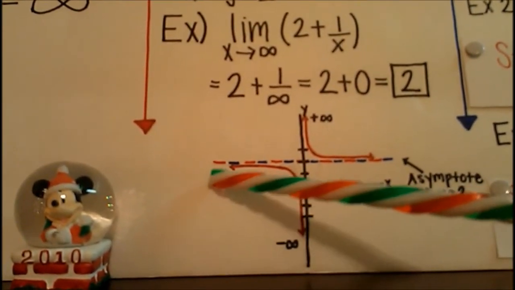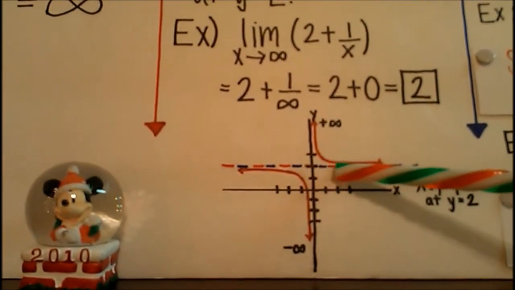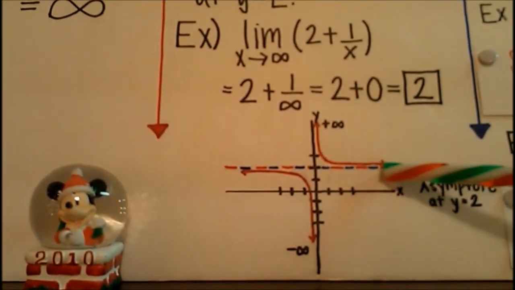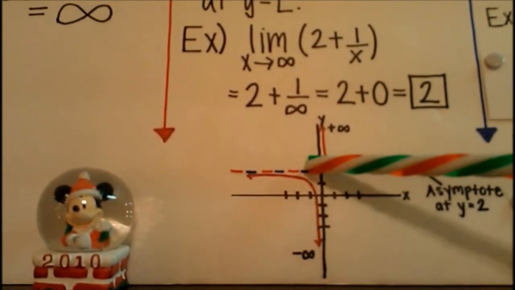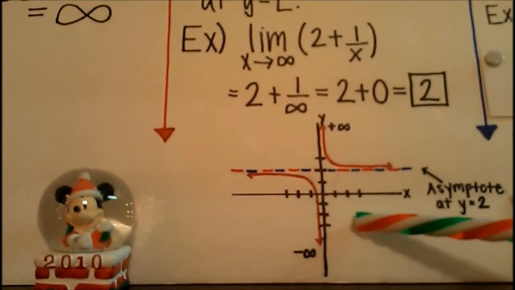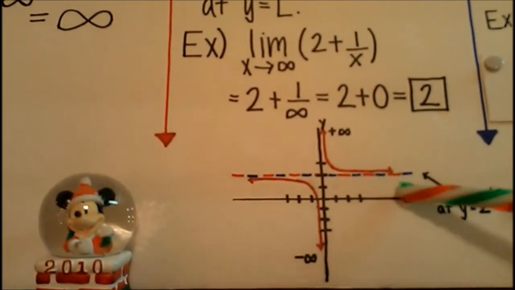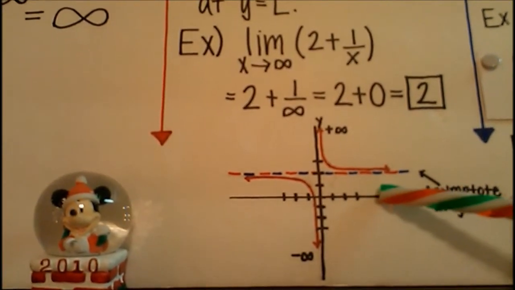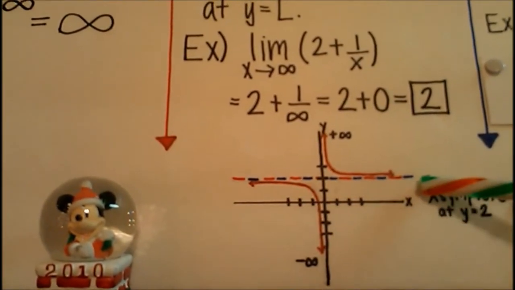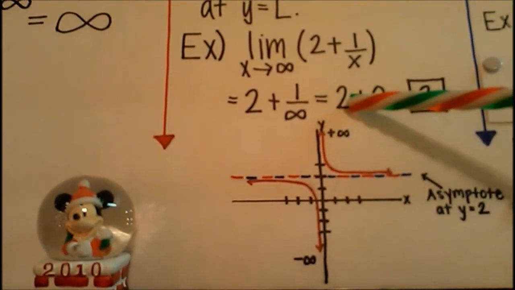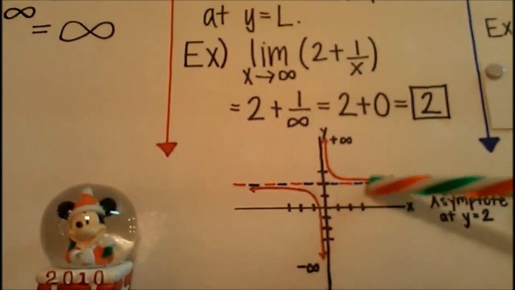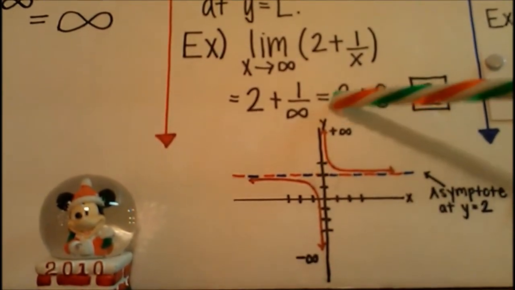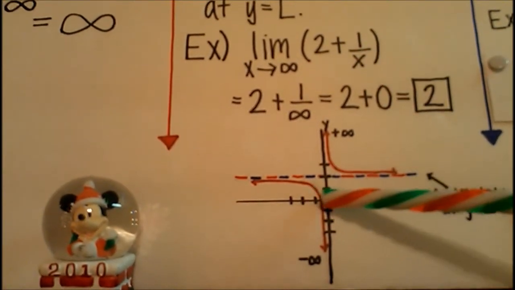This dotted line represents the asymptote y equals 2. These lines right here are the function 2 plus 1 over x. With the asymptote being at y equals 2, it will never pass over this line. It will never touch the y-axis, the asymptote, or the x-axis. One part of the function goes to positive infinity, and this part goes to negative infinity.